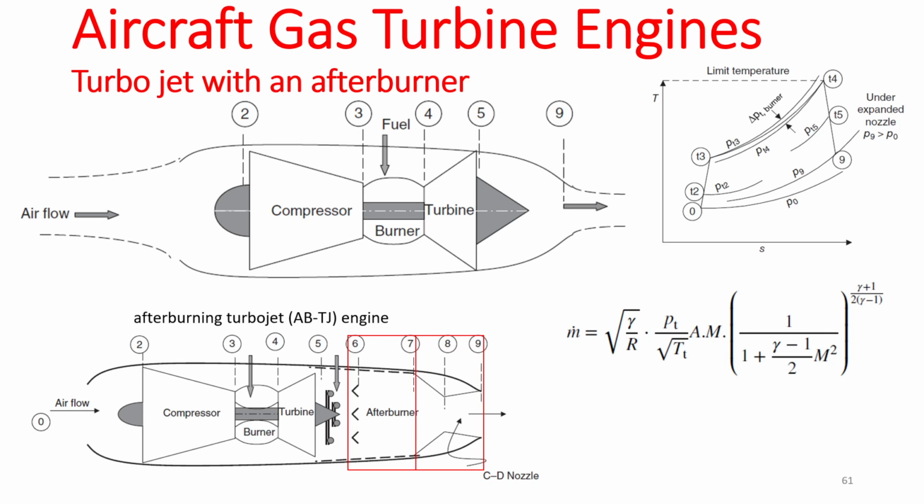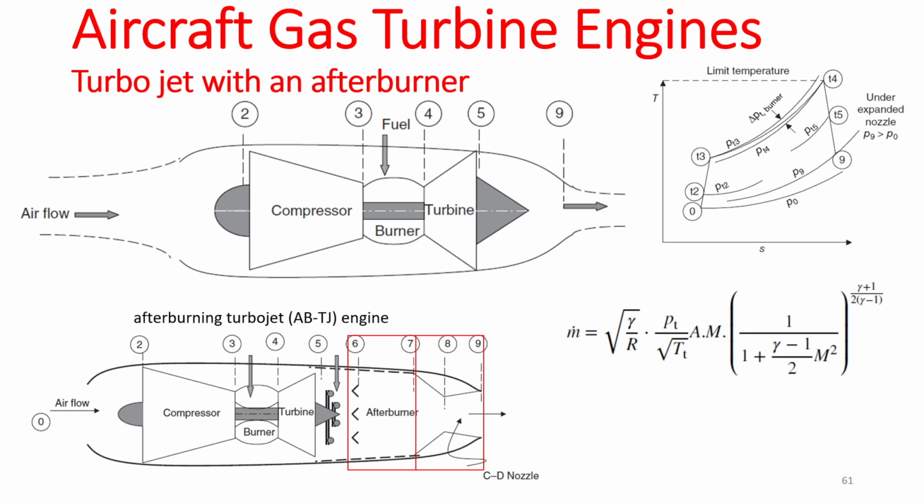So m dot is, let's continue. And we are a little behind the schedule I had in mind. But m dot is the square root of gamma over R, times P_t over the square root of T_t, times A, times M, multiplied by 1 over 1 plus gamma minus 1 over 2 M squared. You have the equation with you, right? You don't need me to read through it, right?